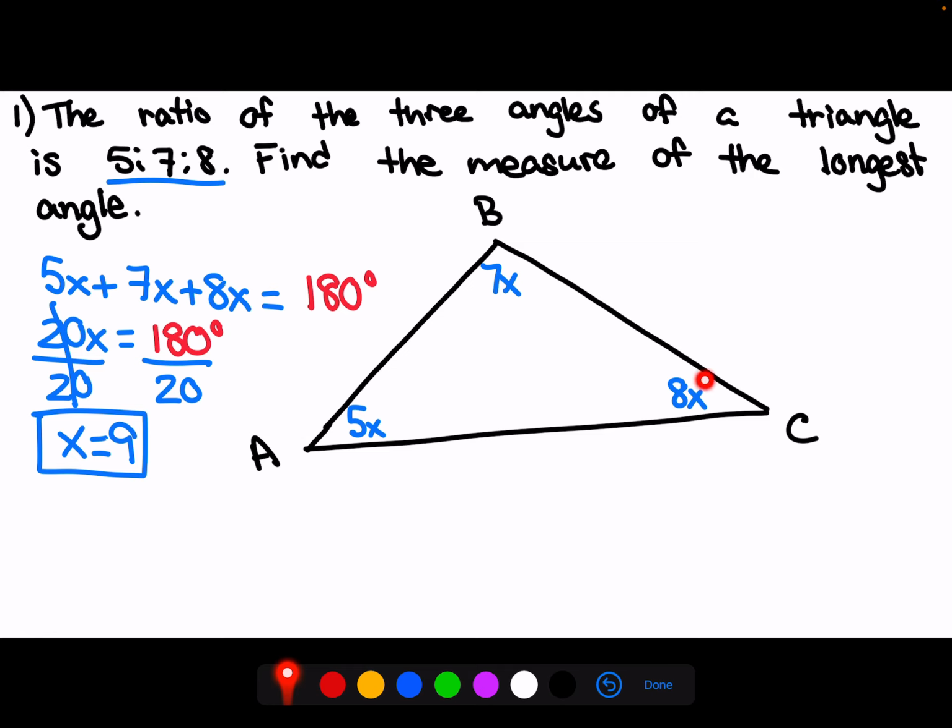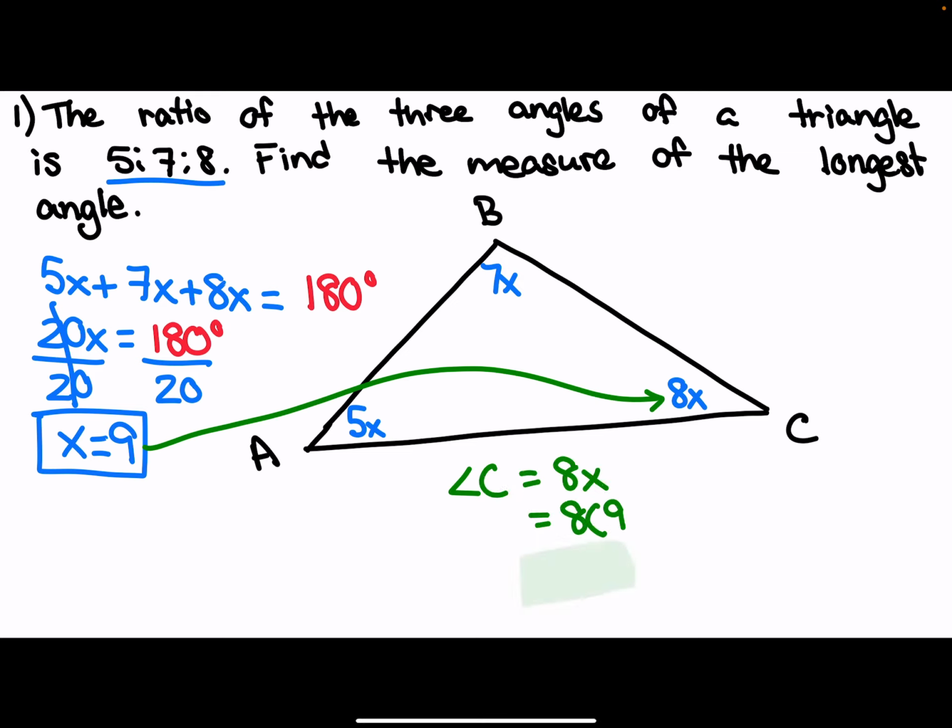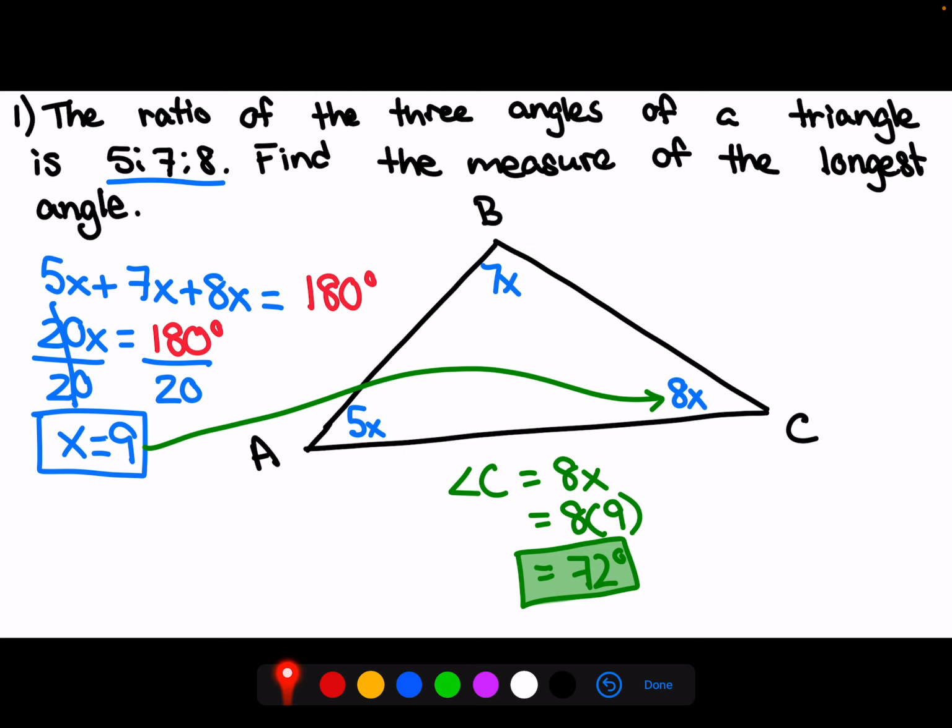It's this 8x here. So I plug in 9 for x, for angle C, and that'll be our largest angle. So that'll give me angle C is equal to 8 times 9, so angle C is equal to 72 degrees. And that's our final answer. The largest angle that we have is 72.